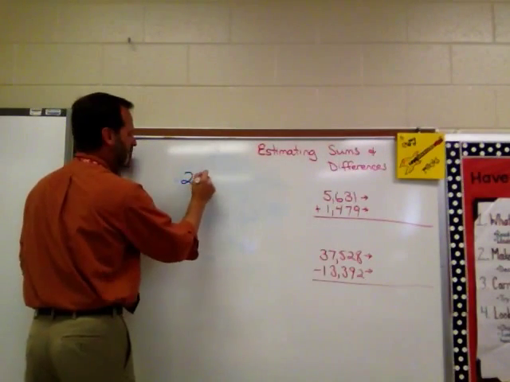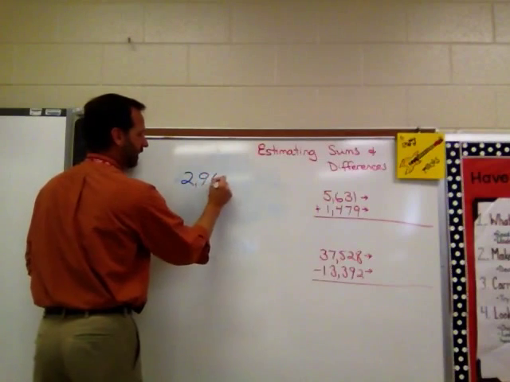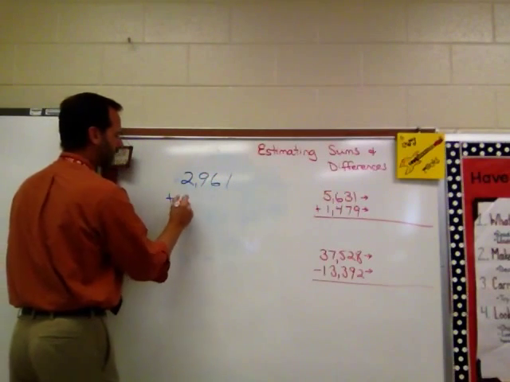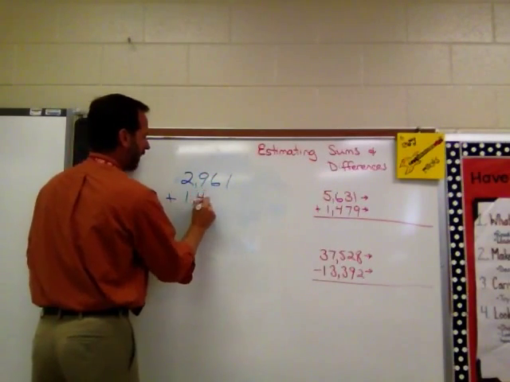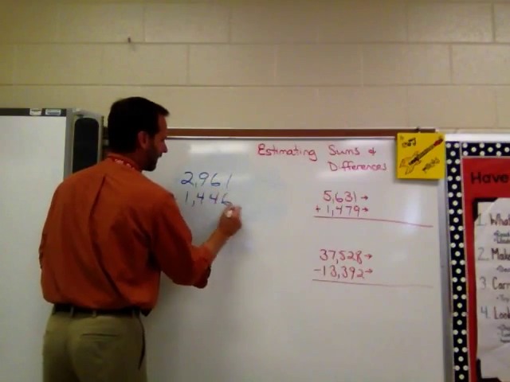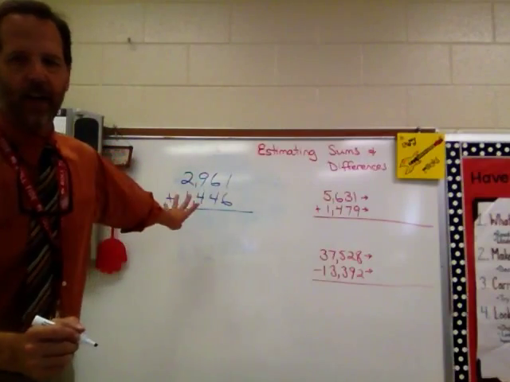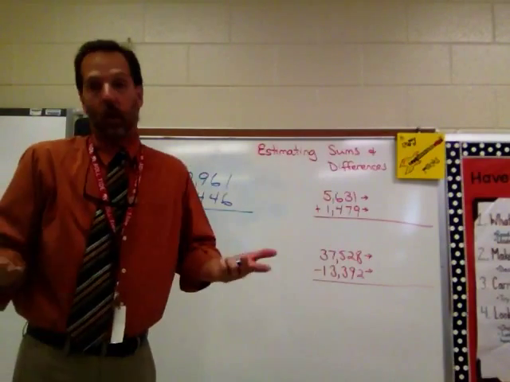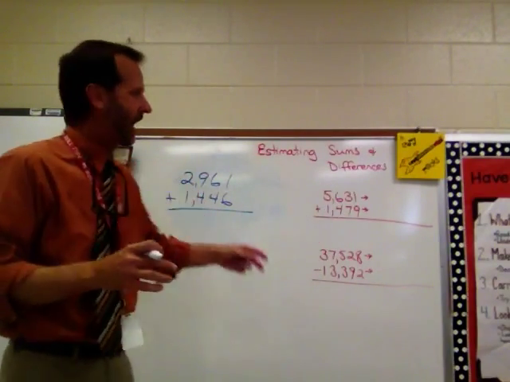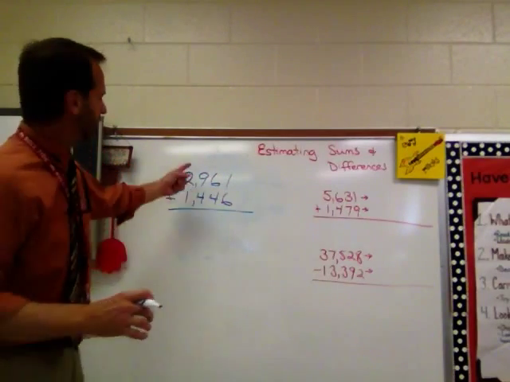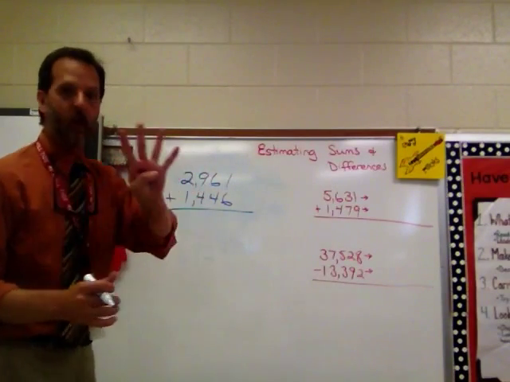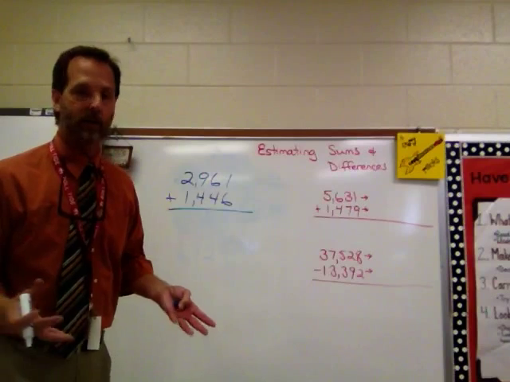If I have these two numbers, 2,961 plus 1,446, and I want to estimate what that sum is going to be. I don't want to actually add those numbers. I want to get an idea of what it's going to be. I want to get as close to it as I can through estimation. So I'm going to round both of these numbers, since they're 4-digit, I'm going to round to the nearest thousand.